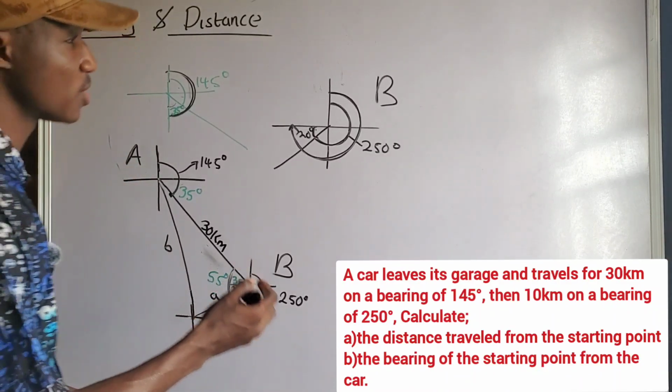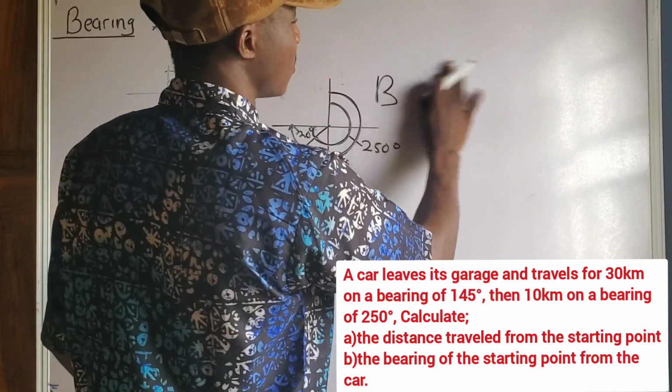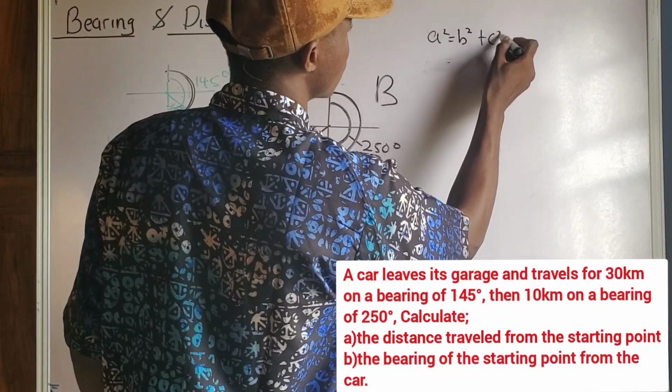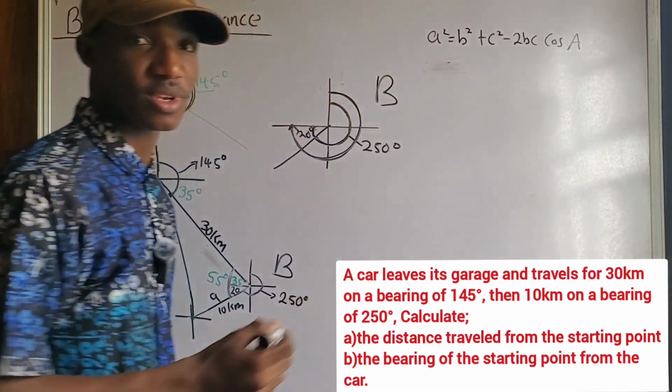Okay. So I'm going to have b squared, cosine rule now. Let me write it out. Cosine rule is a squared equals b squared plus c squared minus 2bc cos A. Now listen to me carefully. I'm going to explain.